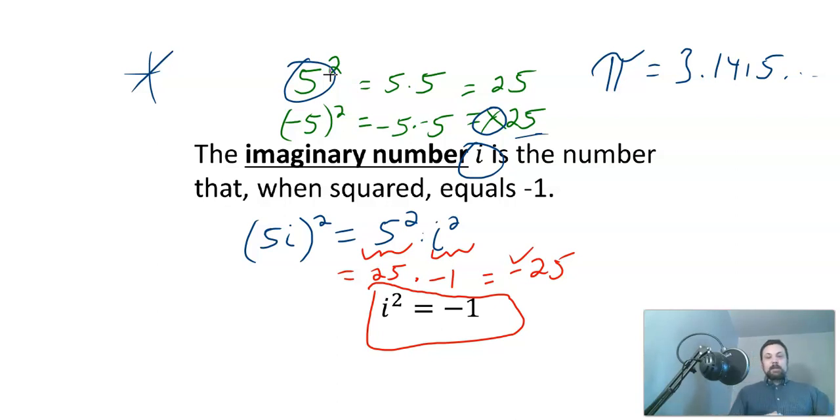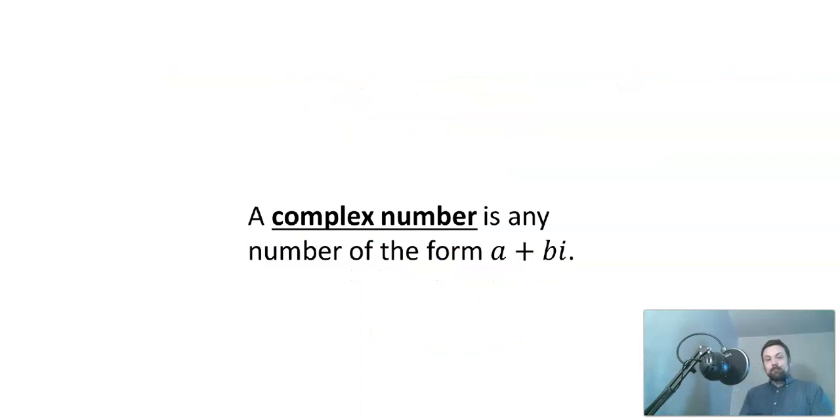All right, so I spent a lot of time on that, in a more philosophical way. Let's get to the actual math that you need to be able to do. When you have the set of real numbers and you throw the imaginary number into the mix, now you can have real numbers mixing with imaginary numbers, and that interaction is what creates the complex numbers.